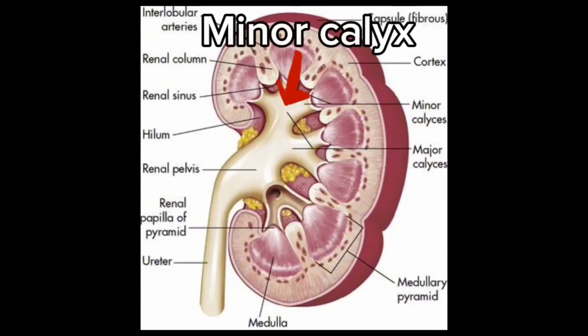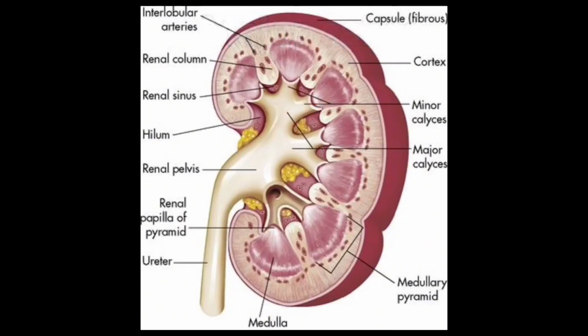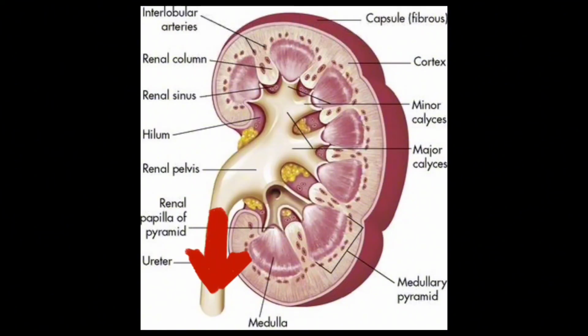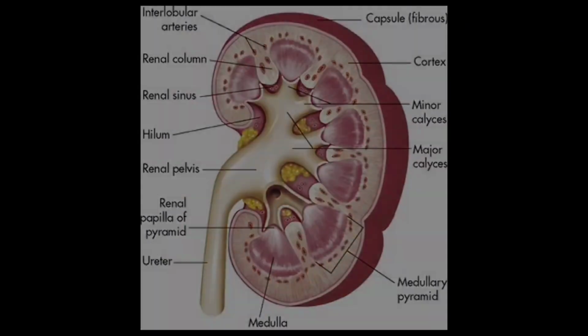Medullary pyramids empty their contents into the minor calyx. Minor calyces empty into major calyces. All major calyces empty into the renal pelvis. Then the contents pass to the ureters and then into the urinary bladder as urine.